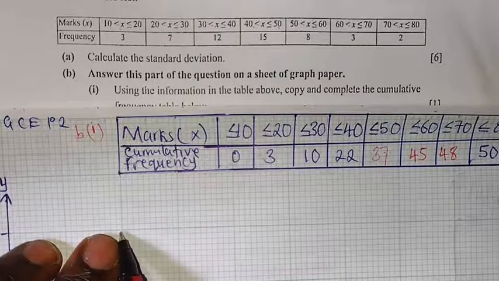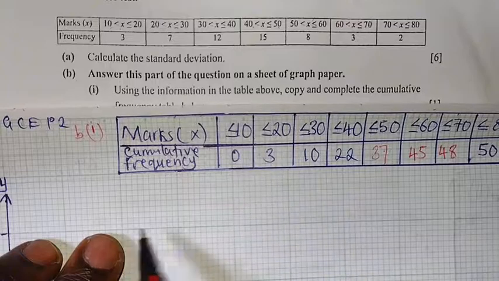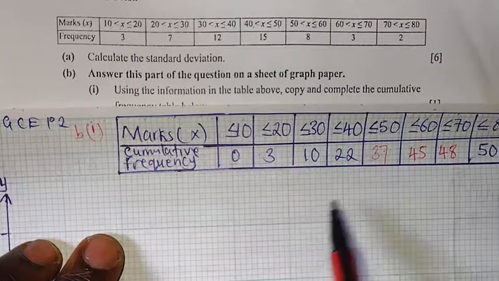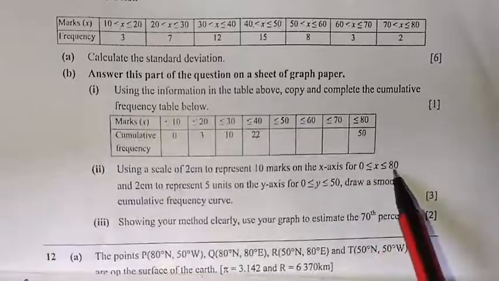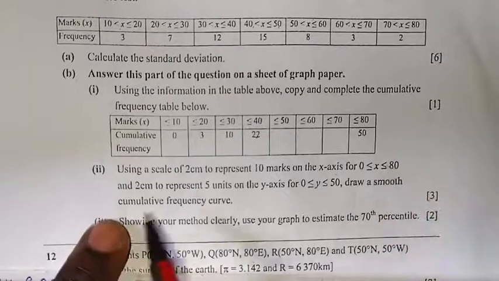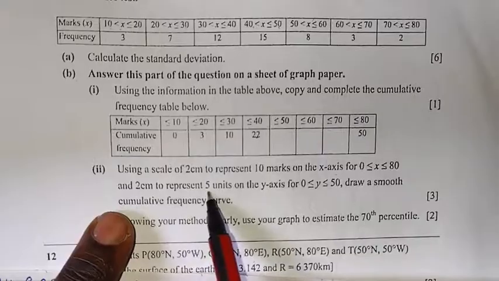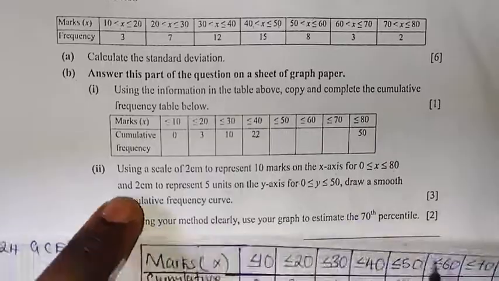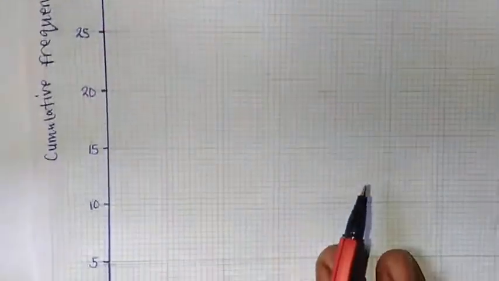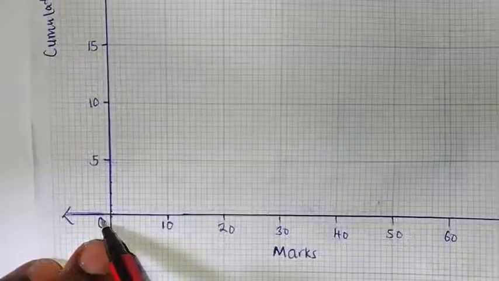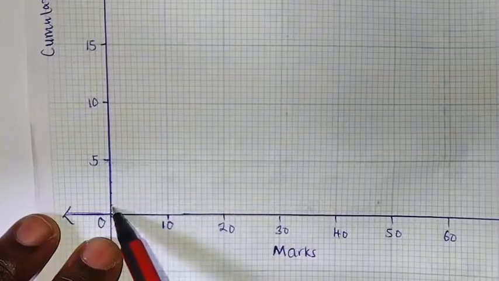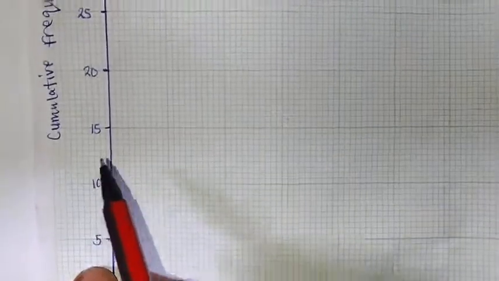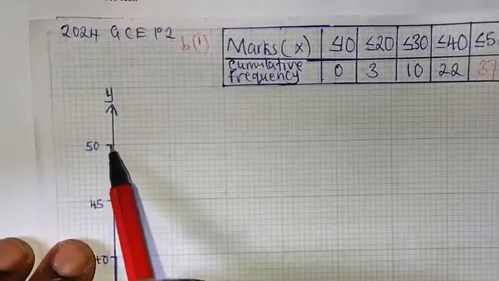So if I want to move from here, I've got 10, 20, 30, 40, until we reach 80, this range. That is in the x-axis. And 2 cm to represent 5 units on the y-axis from 0 to 50. So in the y-axis, when you start from 0, you come to 5. So 5 units is passing: 5, 10, 15, 20, 25, 30, 35, until you reach 50.